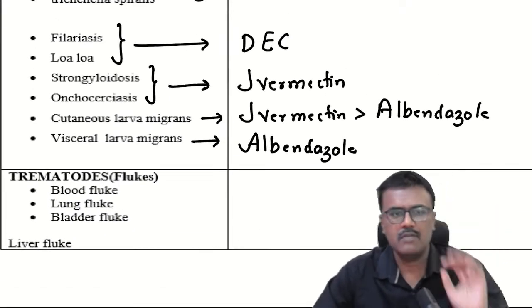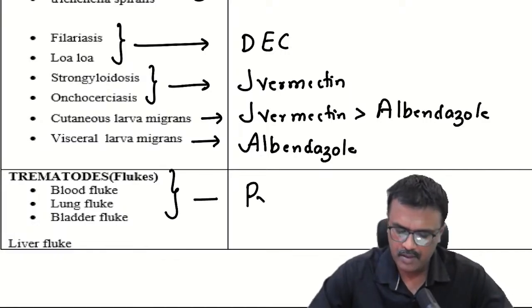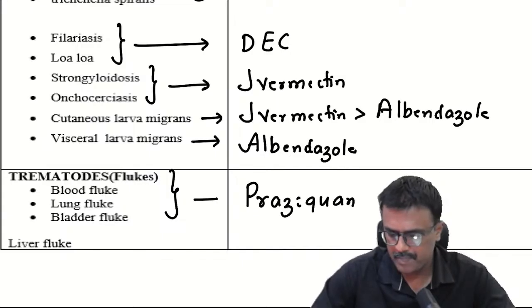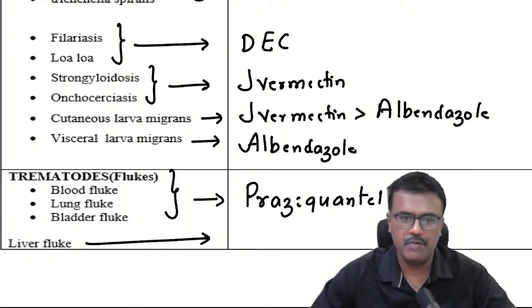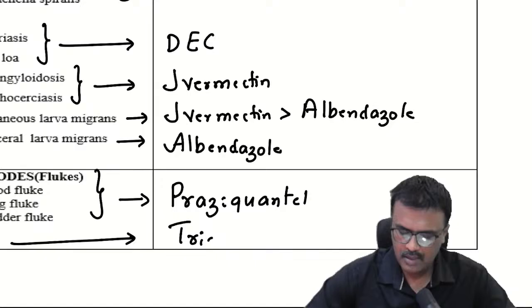Coming to the last one, the flukes. For all the flukes, the drug of choice will be praziquantel. But for the liver fluke, Fasciola hepatica, it is triclabendazole.